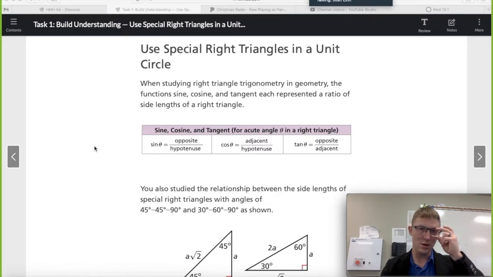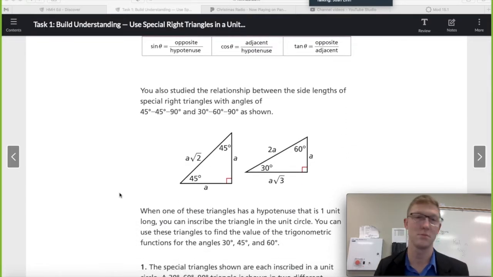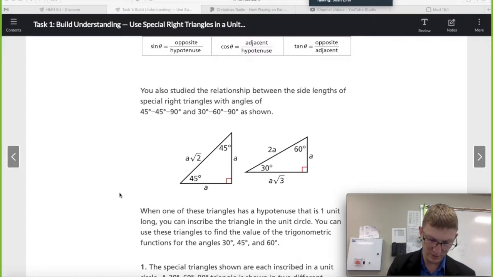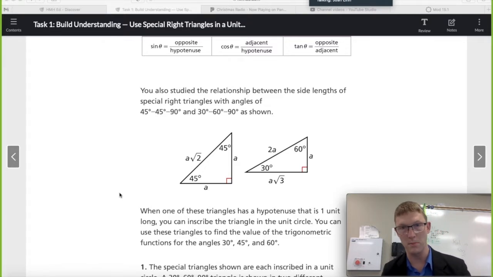As hopefully you've seen before, there are two special right triangles that are very, very useful to have. A 45-degree triangle or a 30-60 triangle. Again, we've got pictures of them right here. For a 45-45, a couple of things you can see. Obviously, your two side lengths are going to be the same, so they're going to be A. And then your hypotenuse is A times the square root of 2. Again, that's something you will want to remember.